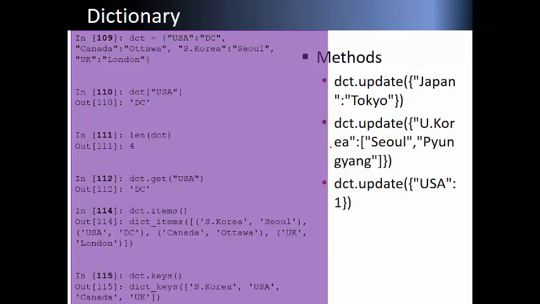Dictionary is very useful in Python, because it can contain pairwise elements. So we can access the value by the key, and also we can do much more than that.